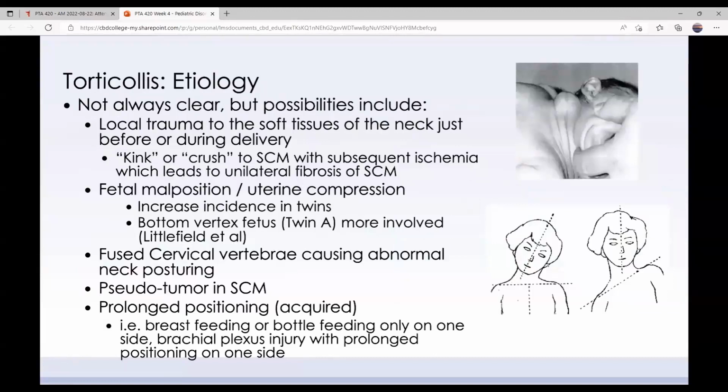Maybe there's an injury that has occurred. Sometimes that can happen during labor and delivery. Sometimes there's tumors, which is more of a rare case. And maybe the baby just prefers a specific side, which is actually common.